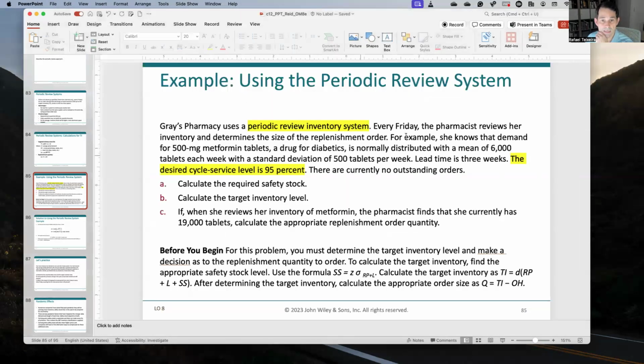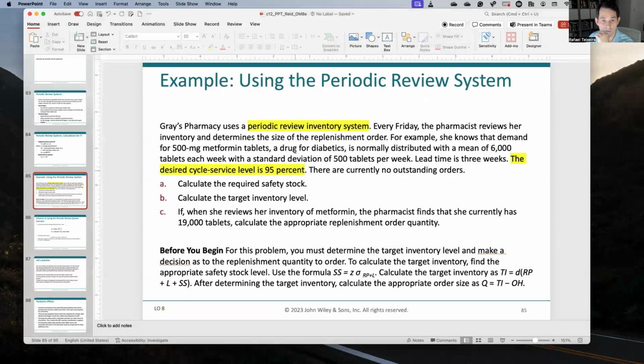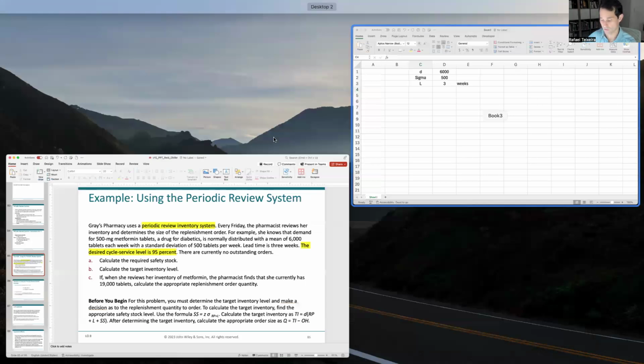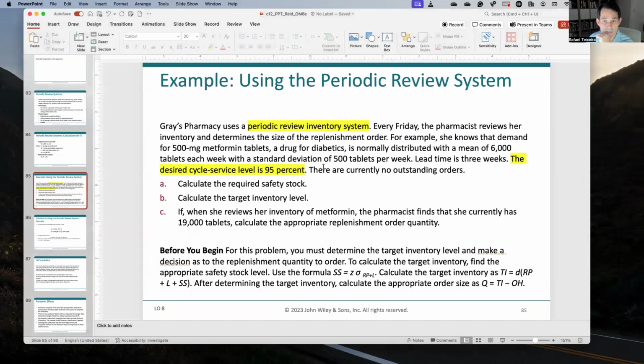What else? Lead time is 3 weeks. You can put here 3 weeks just to make sure the units are the same if we have more information. The desired service level is 95%. So my service level is 0.95. There are currently no outstanding orders.